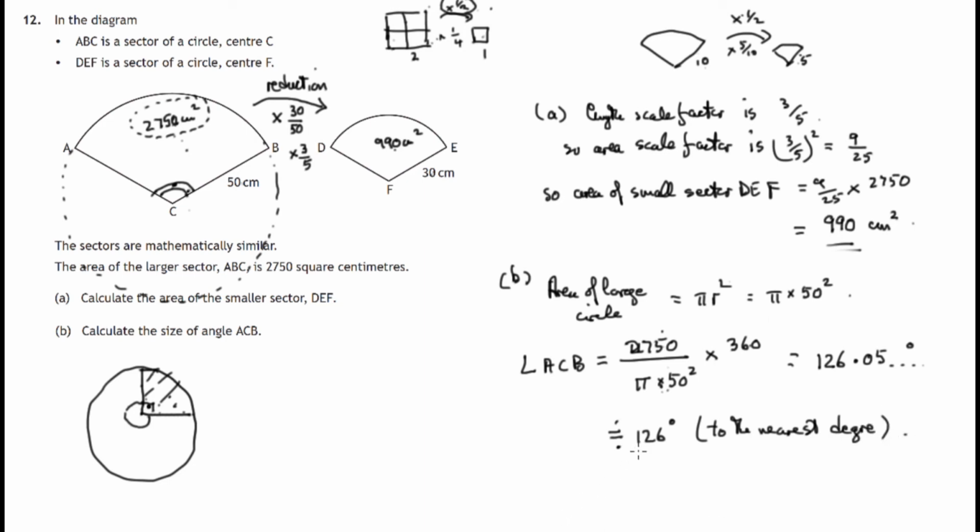So just as a reminder, what we've done, this 126 compared to 360 will be the same as 2,750 compared to the whole circle area, pi times 50 squared. So these two fractions are the same. So that's how we achieved the answer of 126 degrees to the nearest degree.